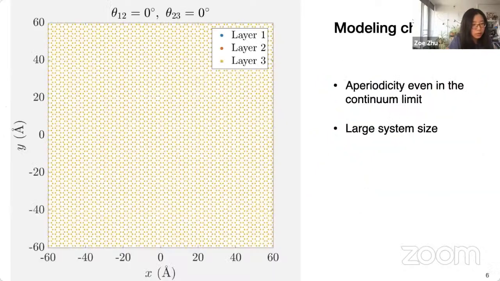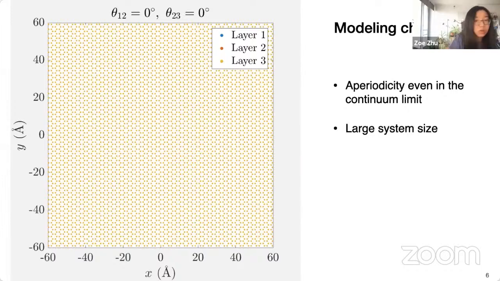So this is very interesting, but from a modeling point of view, it is actually a very difficult system to deal with. And the reason is that the system is aperiodic, even in the continuum limit. This is very unlike twisted bilayer graphene. And even in the case where a periodic approximation exists, the system size is really large. And to understand this, we can watch the following movie.